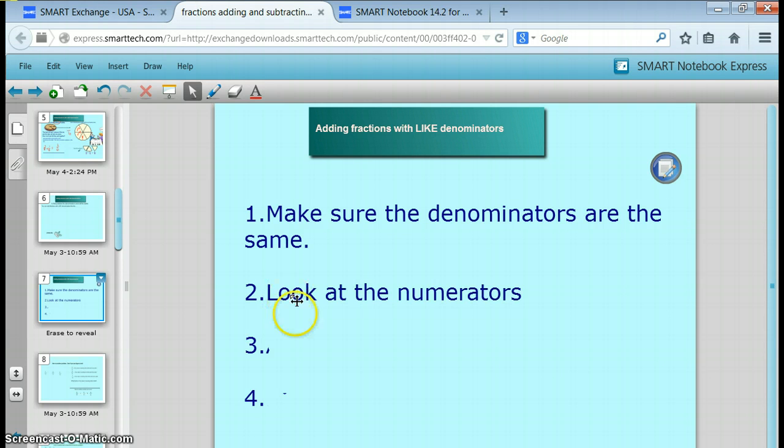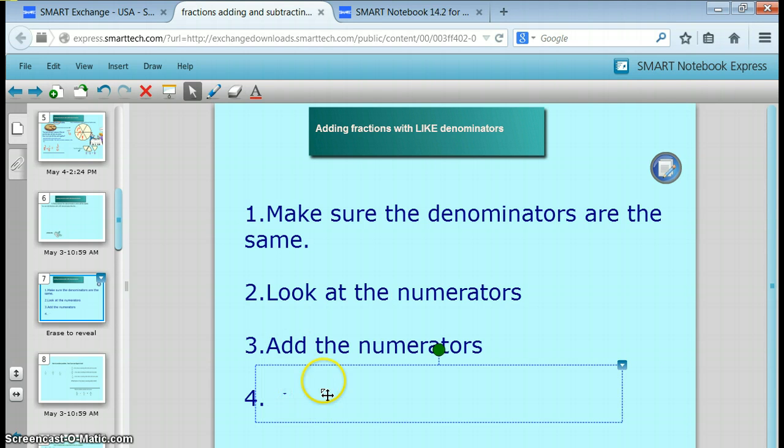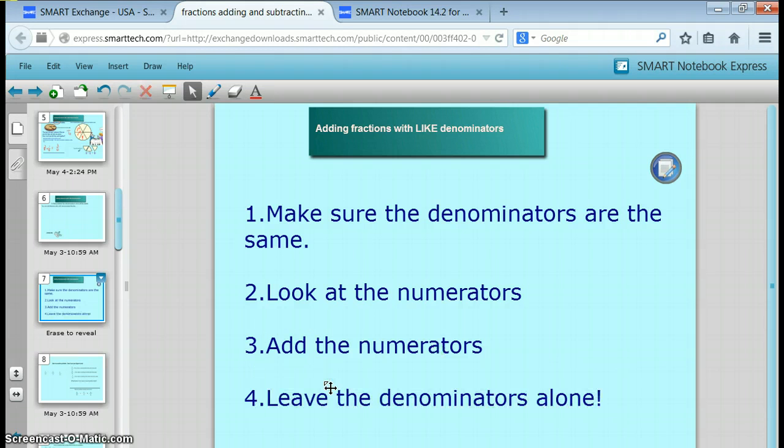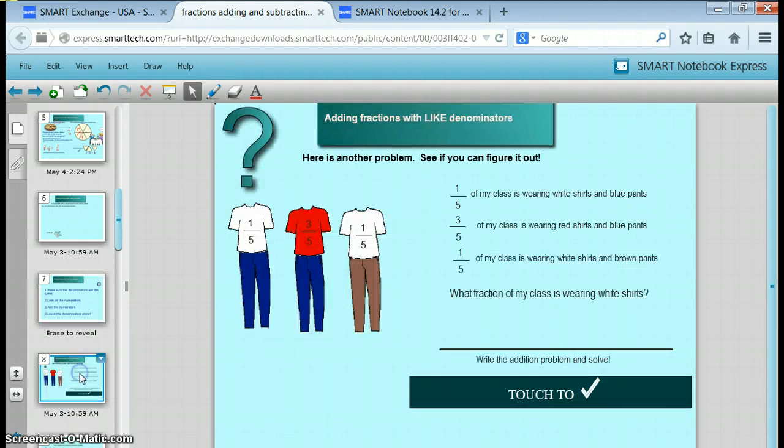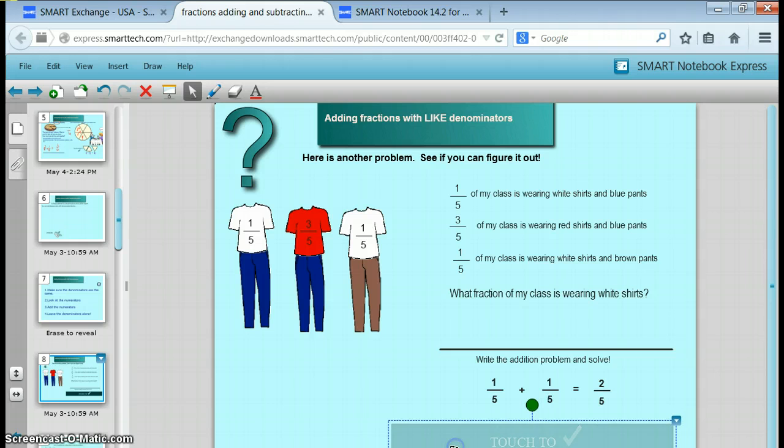You've got to look at the numerators. You've got to add the numerators if the denominators are the same, and leave the denominators alone. Once you have that common denominator, you have it. You're not going to be subtracting or adding the bottom, just the tops once you've got a common denominator. So again, these are another example of how you would get it if it was the same denominator.